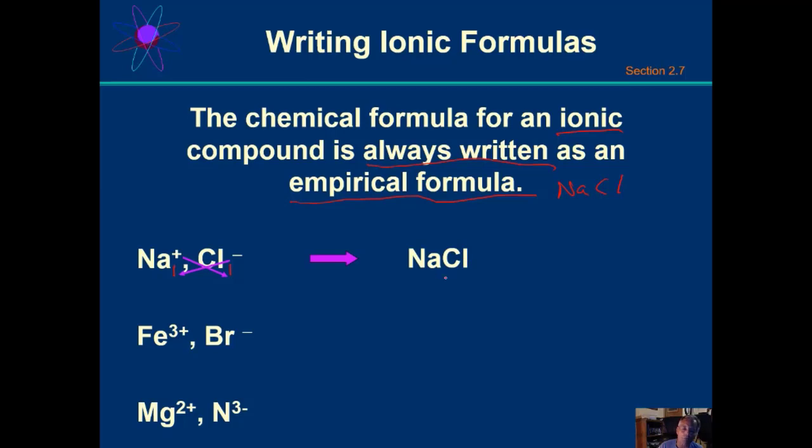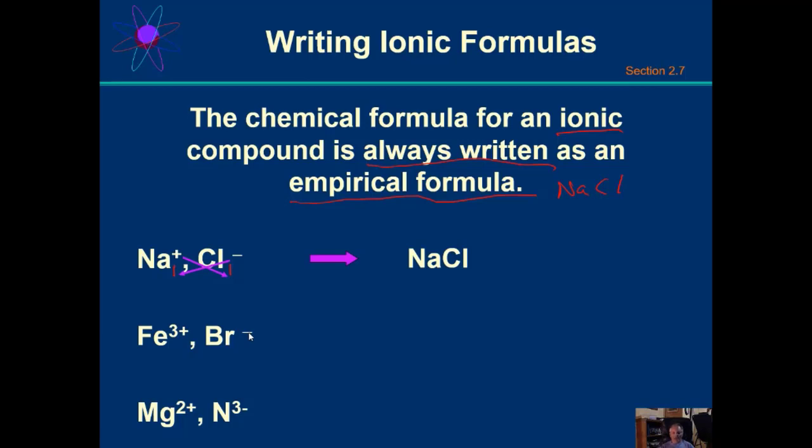This is not a molecule. Remember, it's a crystal. It's an extended array, a ratio of 1 to 1 in this particular case. All right? All right, let's take a look at the next one. Now remember, all we're going to do here is we're going to balance charge. The iron in this case has a +3 charge. The bromide ion, which is a halogen, it's in group 7, has a -1 charge.